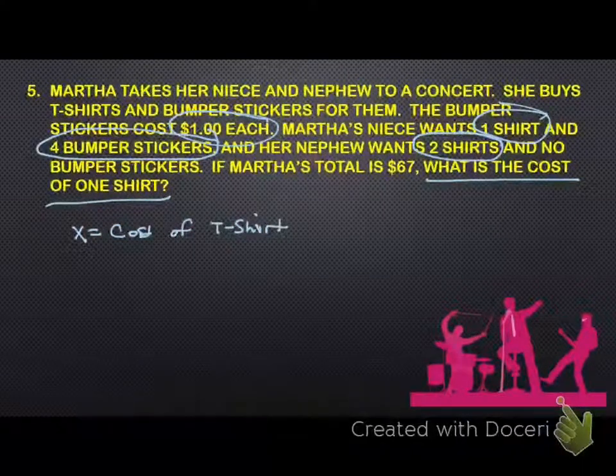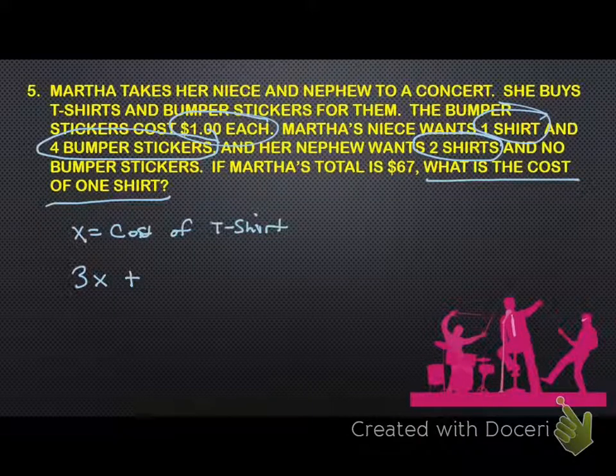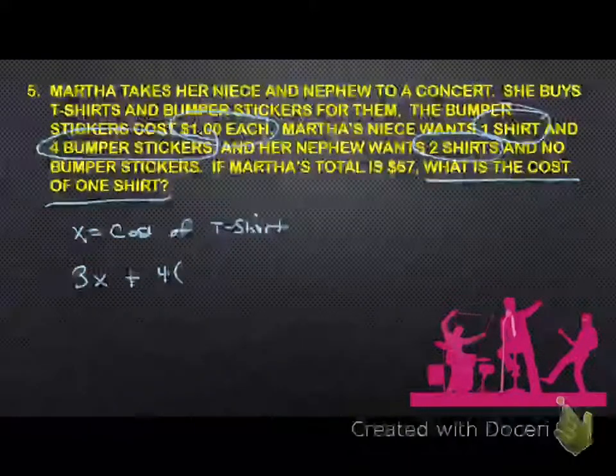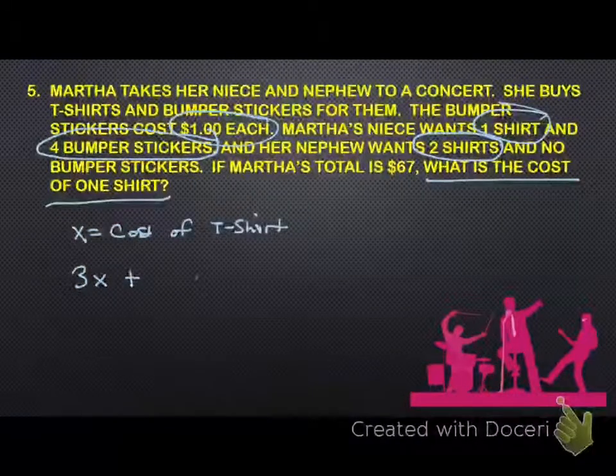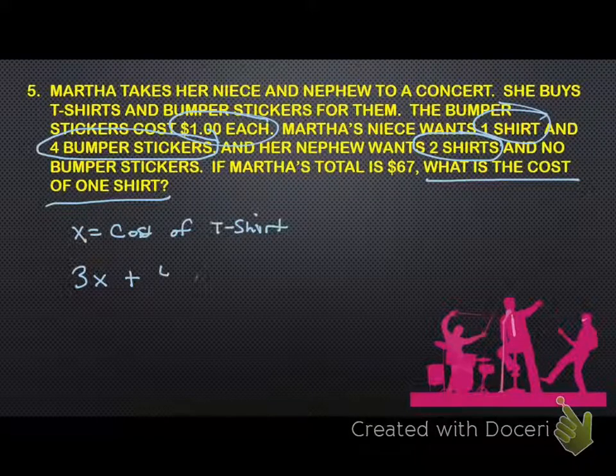Deal? Okay. How many t-shirts total? So 3 times x plus how many bumper stickers total? 4 times, what is the cost of a bumper sticker? $1. Can I just go 4 times 1 and just write plus 4? Okay. What was her total bill? Solve. Go. It is easy.